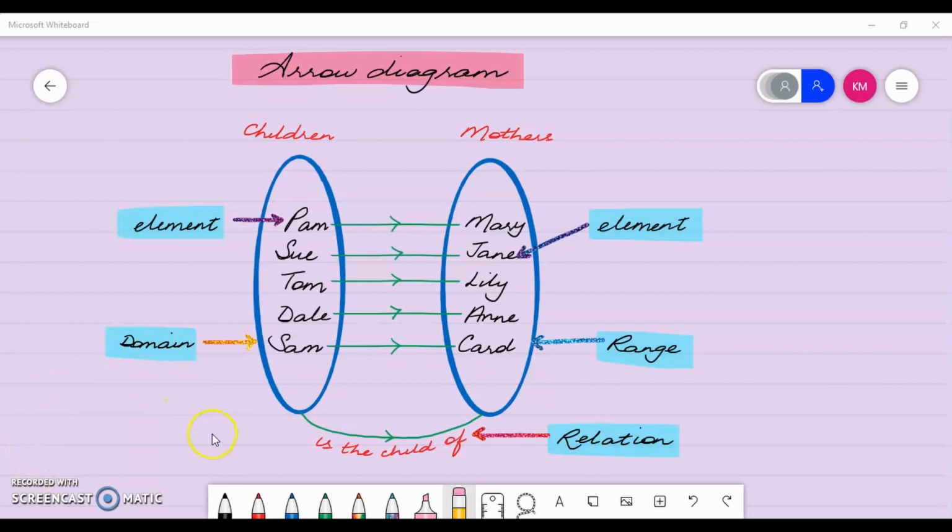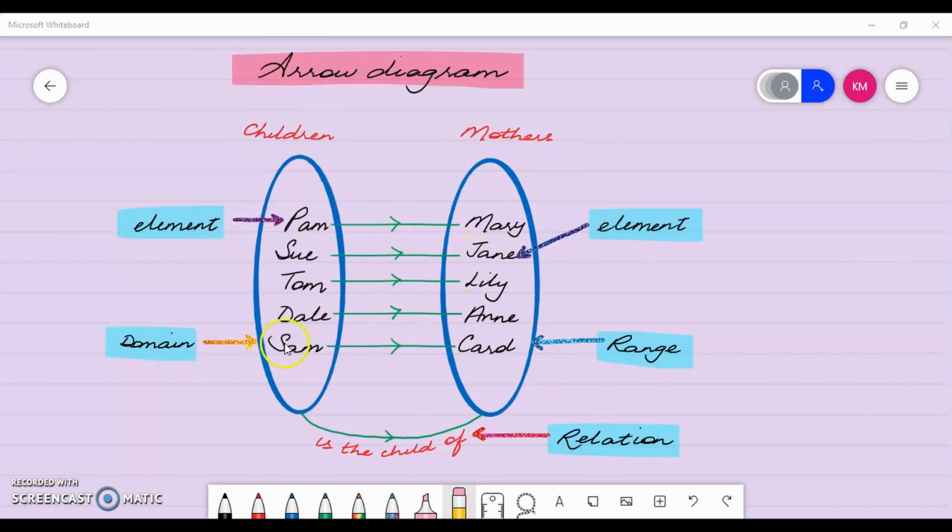For example, on the screen here, you are seeing what is called an arrow diagram. An arrow diagram is a representation of a relation. So you can represent a relation using an arrow diagram. Now, we have two sets. The first set here is called the set of children. The second set is the set of mothers.